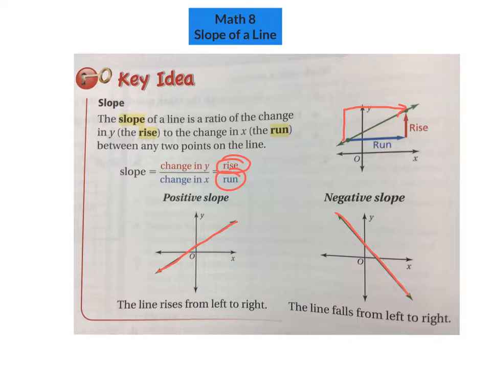Now you see they did run over rise. Don't do that. Do rise over run. Ignore this. Rise over run. Okay? Now if the top or either one of the numbers is a negative, then your rise is actually going down. Hence you get the negative slope. Any questions so far? This is just a quick review of what you know.